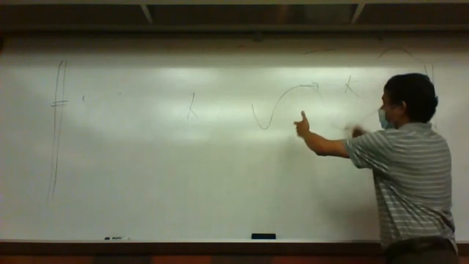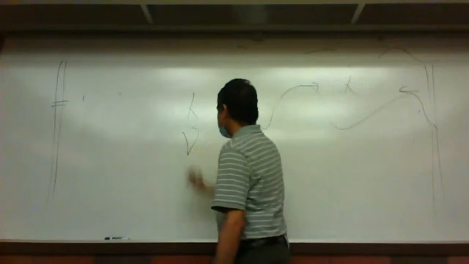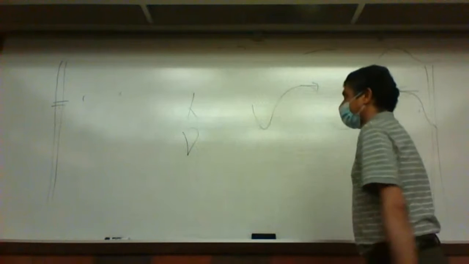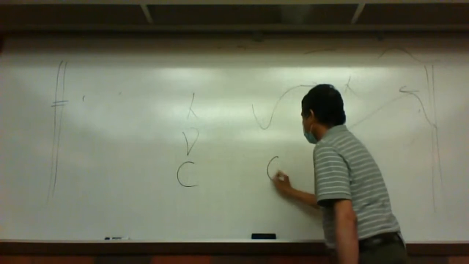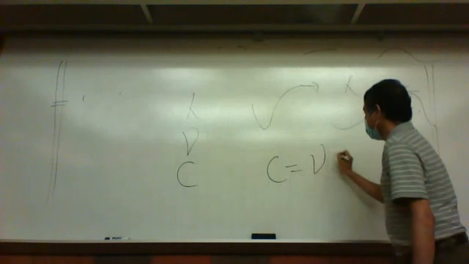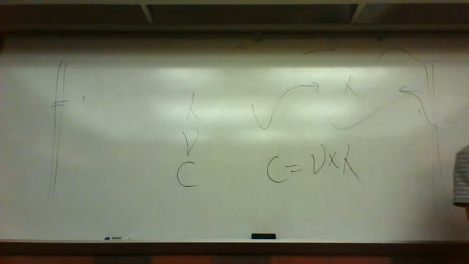Now, how many peaks are there per second? That is given by the frequency. And then when you multiply the frequency by the wavelength, you get the speed. So the speed of light, c, is given by frequency multiplied by the wavelength. So this is the equation.